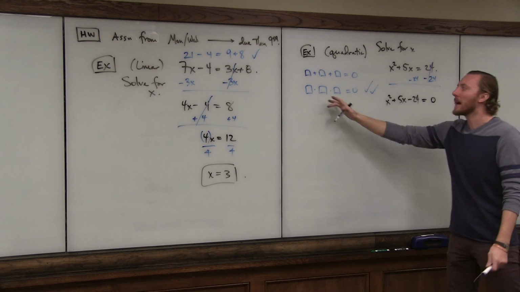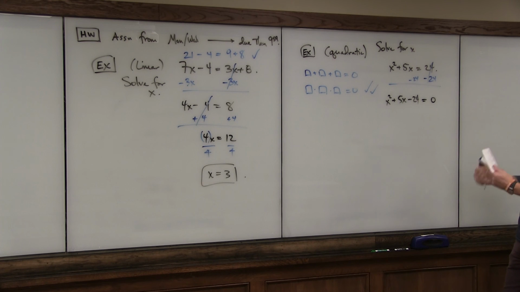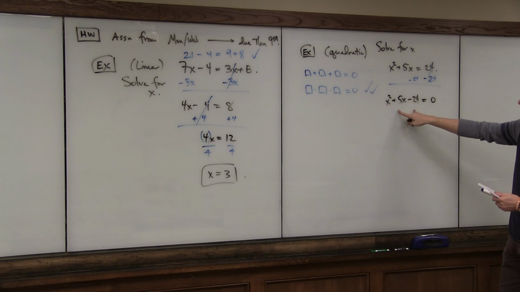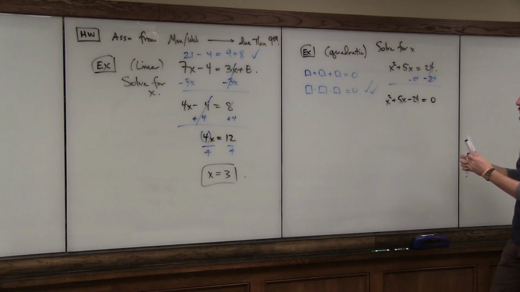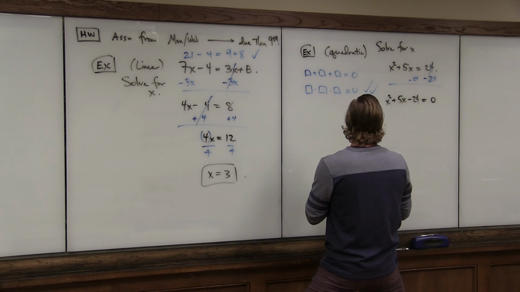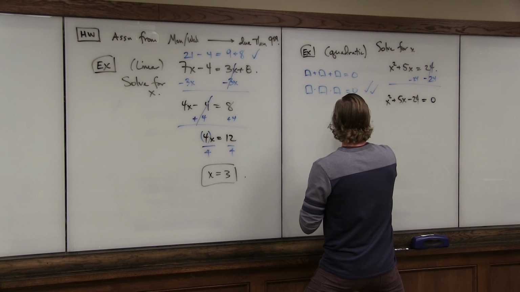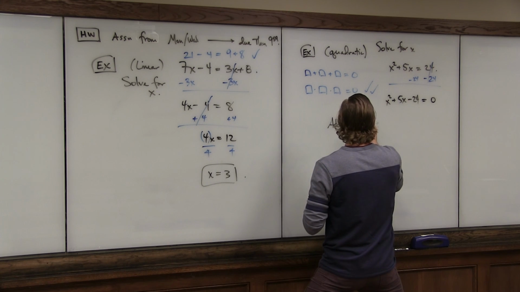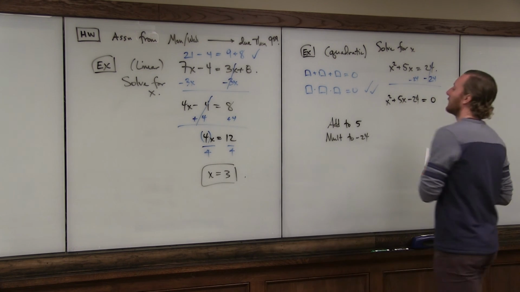Wouldn't it be nice if we had a multiplicative statement? But can't we do that? If we just factored, we'd have a multiplicative statement. So let's do just that. In order to factor this thing, we need two numbers. We need two numbers that add to 5 and multiply to minus 24.